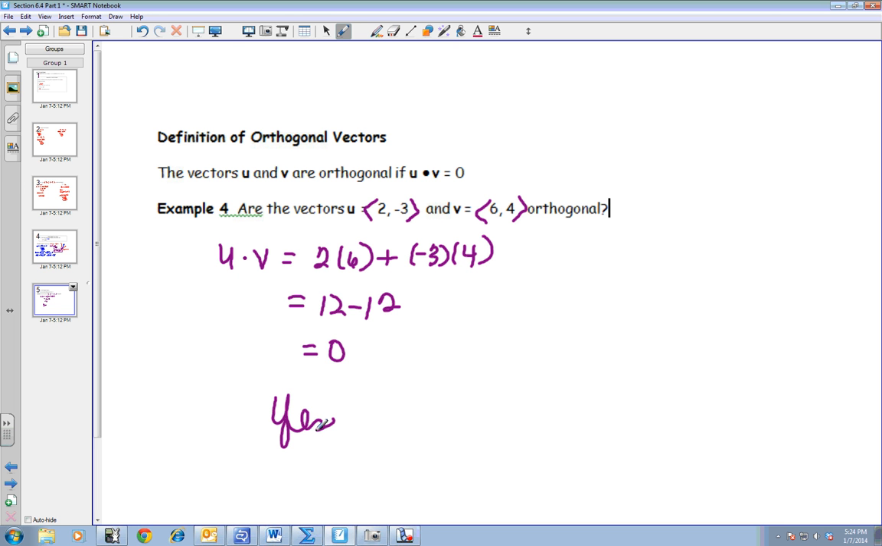So if I were to graph this just to show you, oh, that is really bad. Hang on a second. Okay, let me graph these two vectors. Whoops. Let's get a line over here. It's not much better, is it?